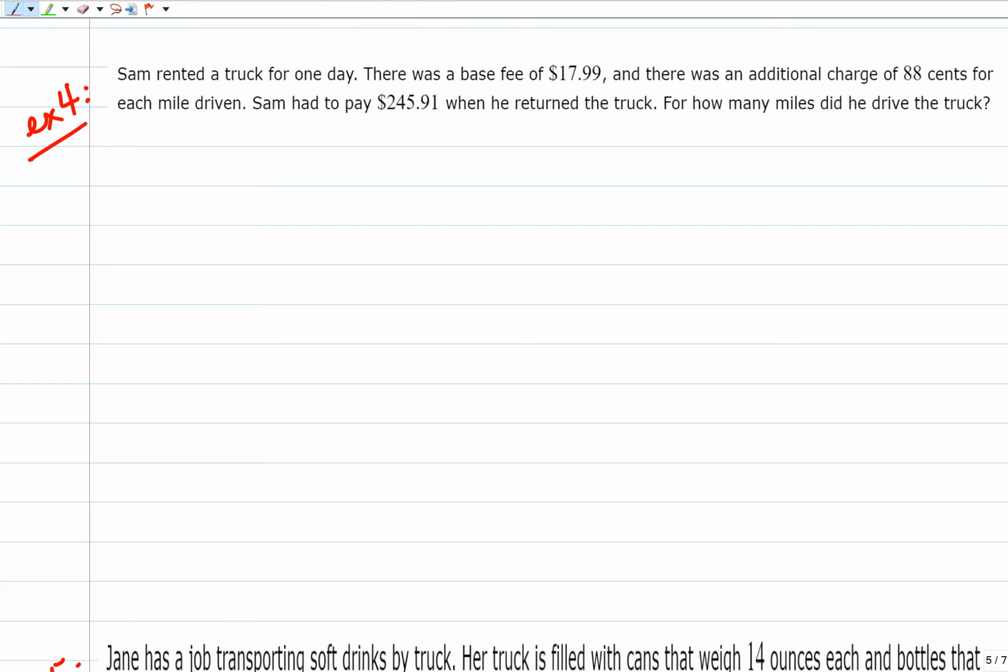So what we have here, and we're not going to need to make 2 equations, is basically a total cost. And that's that we know that it costs $245.91. That's our total cost. What we have to do is come up with an equation with that first statement to figure out how you would calculate the total cost, right? You rented this truck, how much are you going to pay?